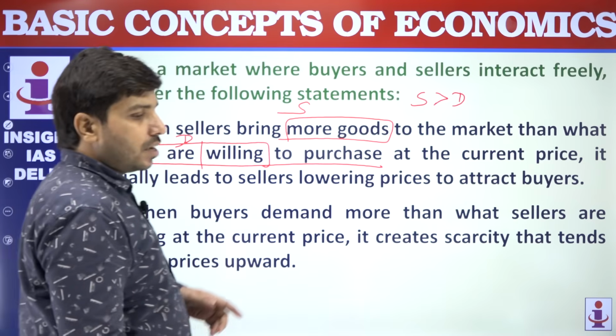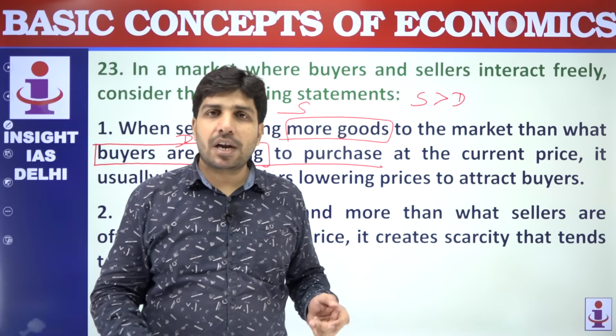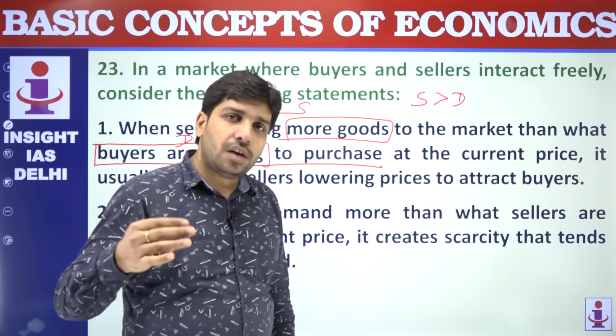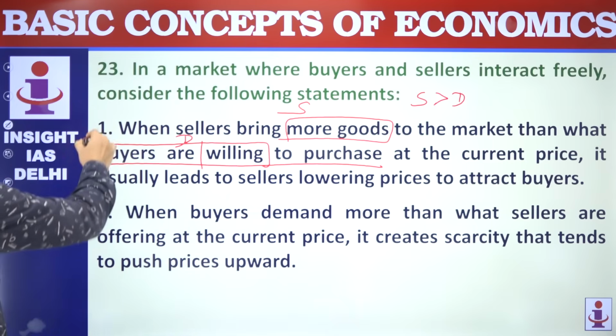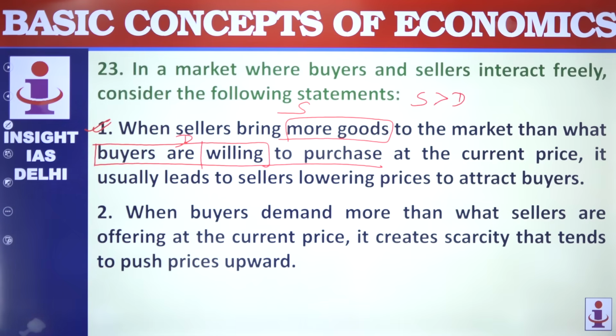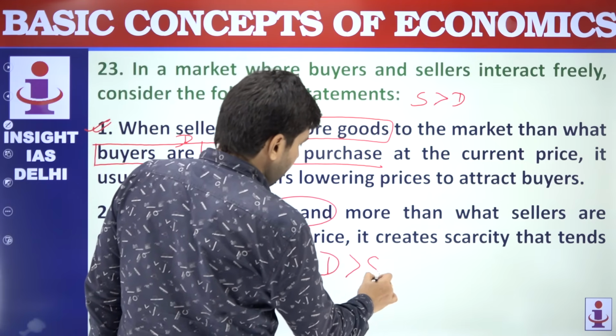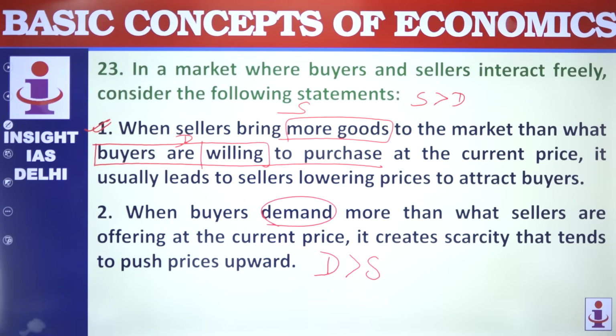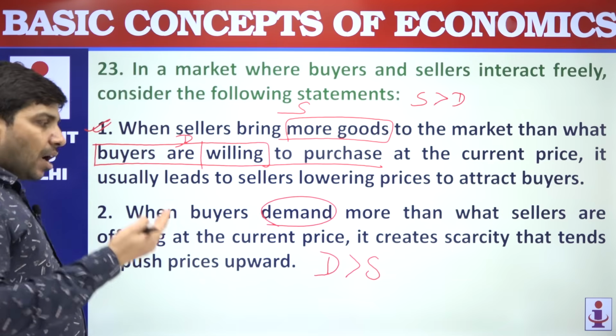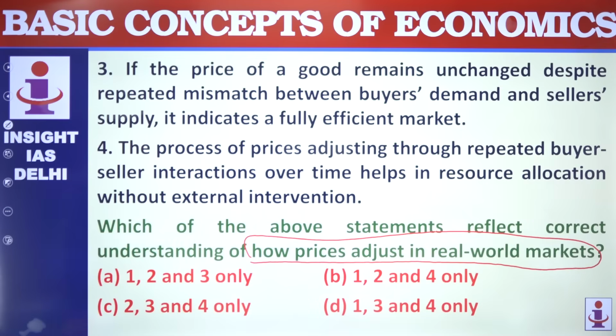So if supply is more than the demand, then the goods will just lie there, and there will be no buyer. Then the sellers will decrease the price to attract buyers. So statement 1 is correct. When buyers demand more than what sellers are offering, meaning here demand is more than supply, it creates a scarcity that tends to push prices upward. Yes, if supply is less and demand is high, then there will be a scarcity. Statement 2 is correct.